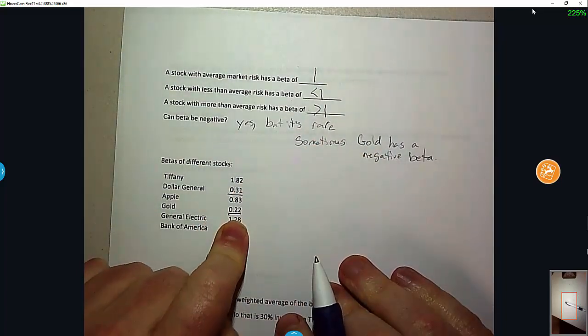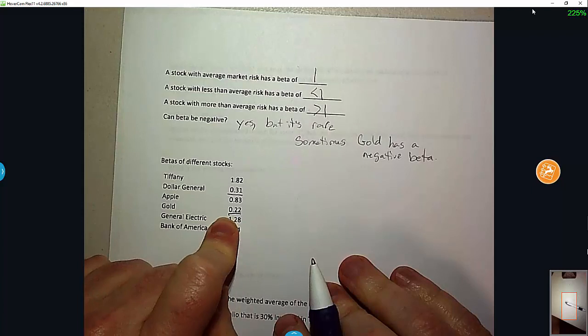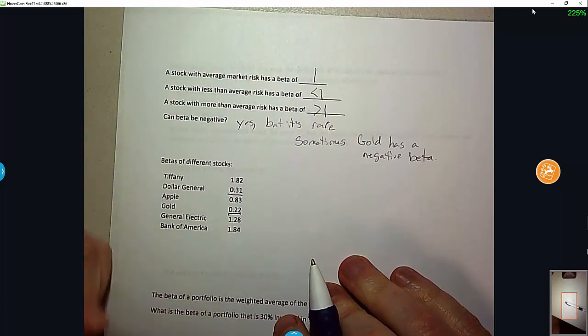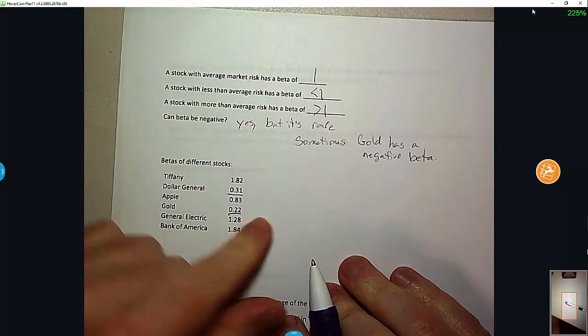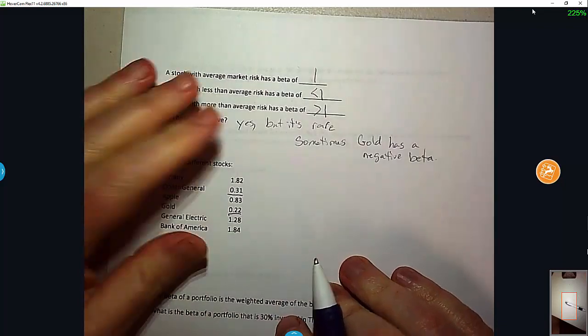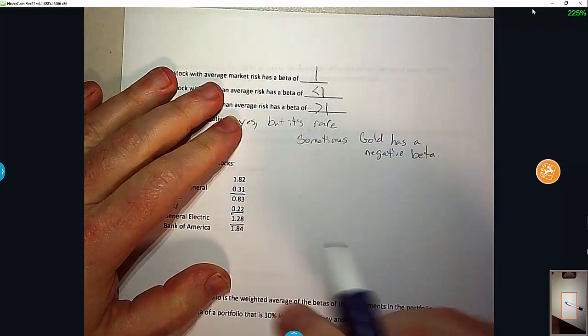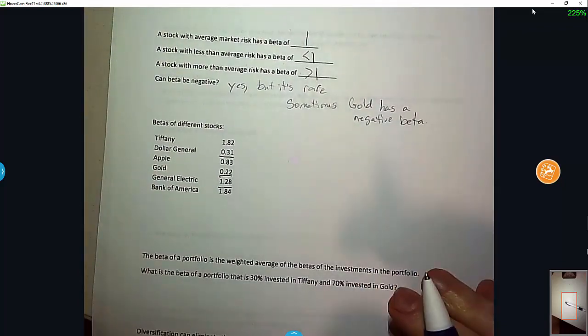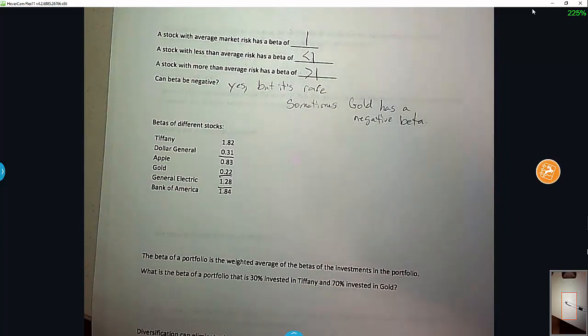In this case, 0.22. So it does not relate much to the market. General Electric is a conglomerate company. They own many things. They do many things. They make appliances. They make airplane engines. They make light bulbs. They used to own, not anymore, NBC, a cable company.